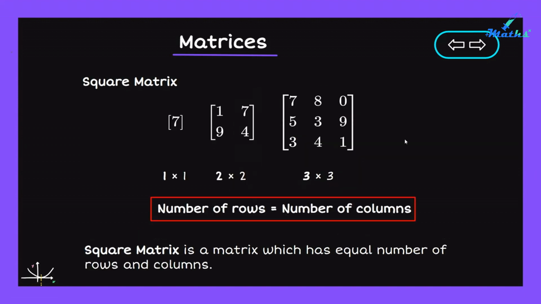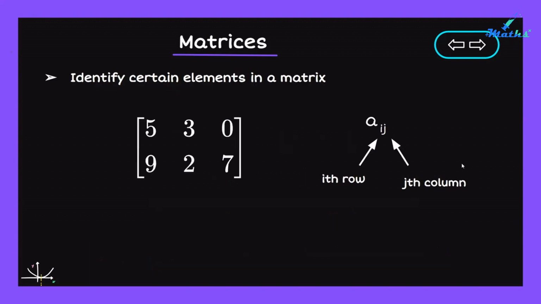And a square matrix is a matrix which has an equal number of rows and columns. Number of rows equals number of columns. So this one is 1 times 1, 2 times 2, 3 times 3, 4 times 4, and 5 times 5, and so on. Next is how to identify certain elements in a matrix.